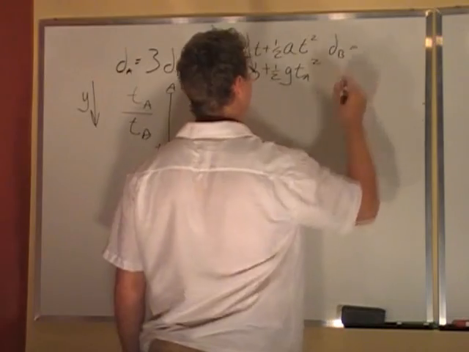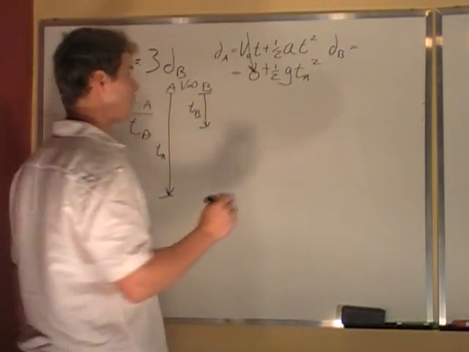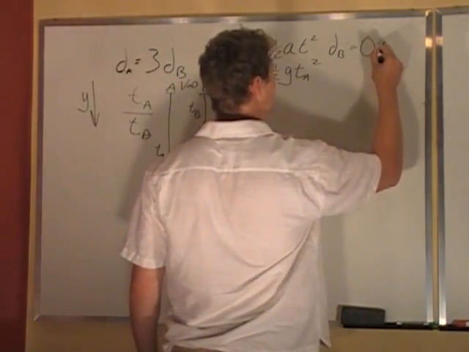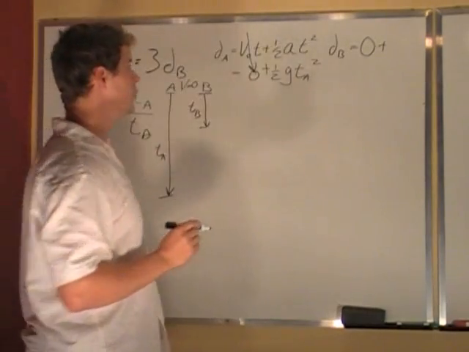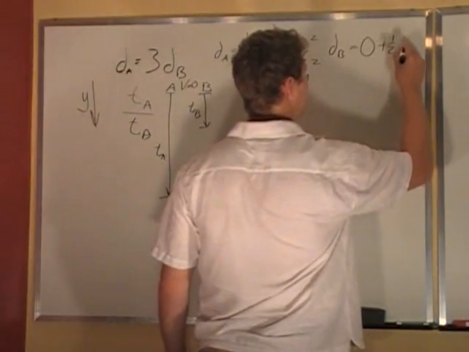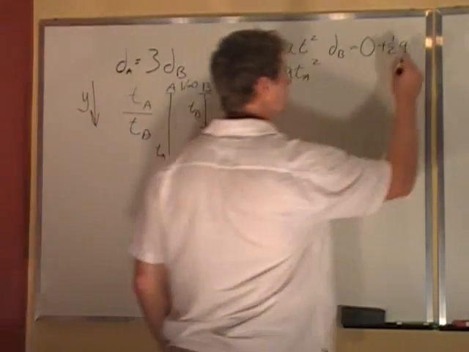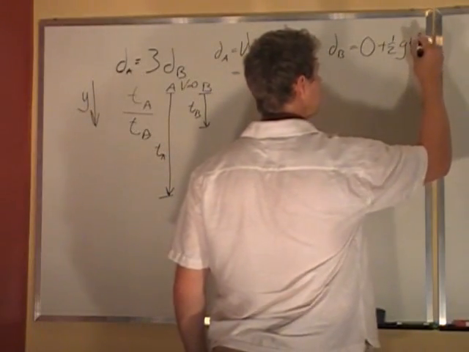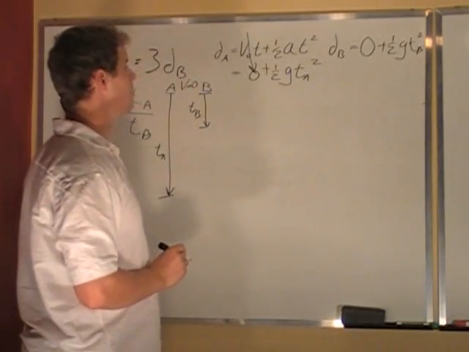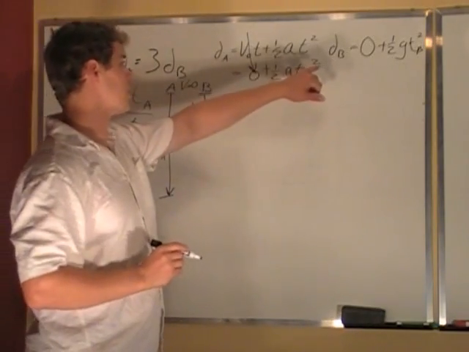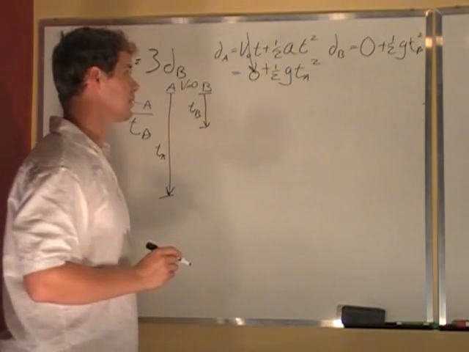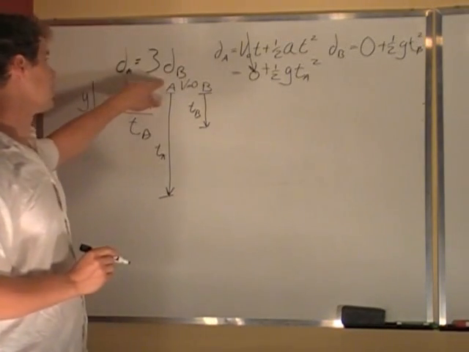Okay, similarly I do the same thing for B. Distance traveled by B equals V naught t, again, is 0, plus 1/2 a t squared. 1/2 g, this time for ball B it's time B, TB squared. Alright, so we have an equation for the distance B and an equation for the distance A, and we know a relation between them.